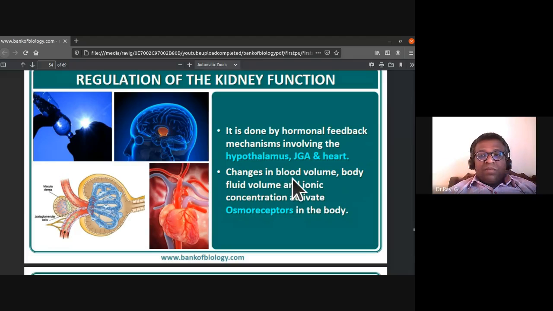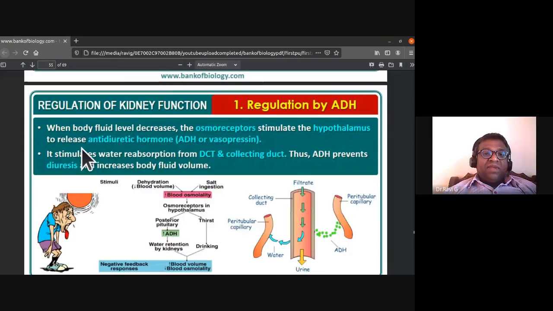The changes in blood volume, body fluid volume, and ionic concentration activate the osmoreceptors in our body. Once the osmoreceptors are activated, when body fluid level decreases, the osmoreceptors stimulate the hypothalamus to release antidiuretic hormone, ADH, or vasopressin.